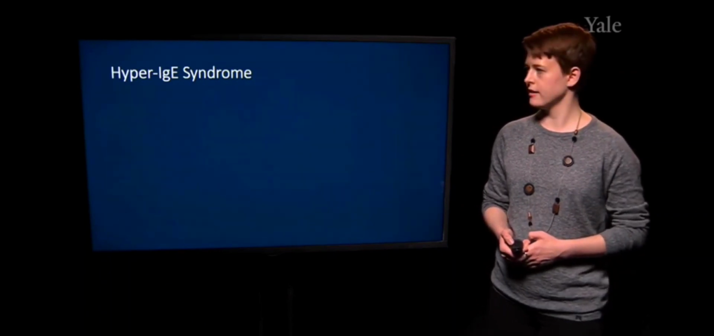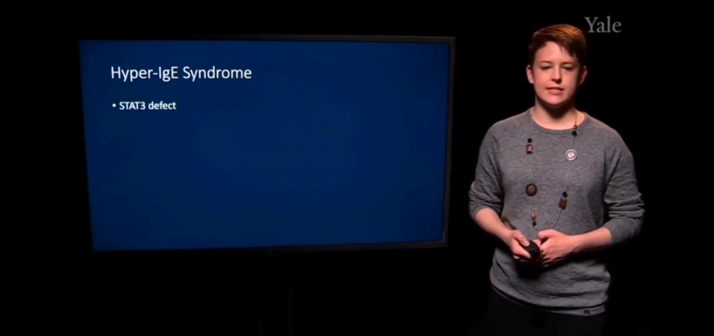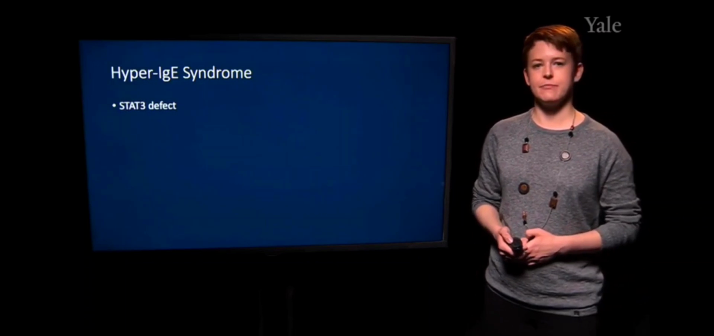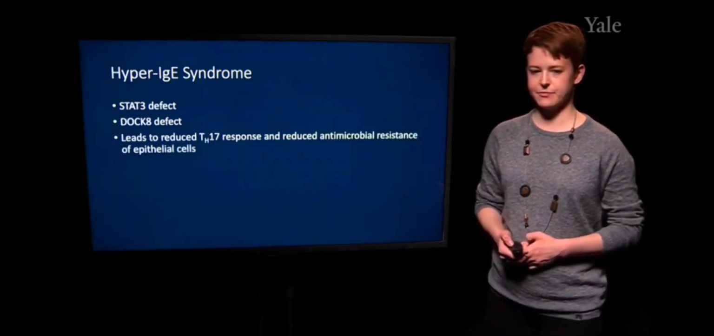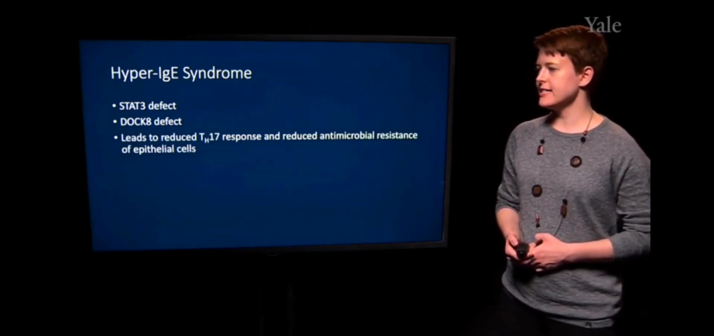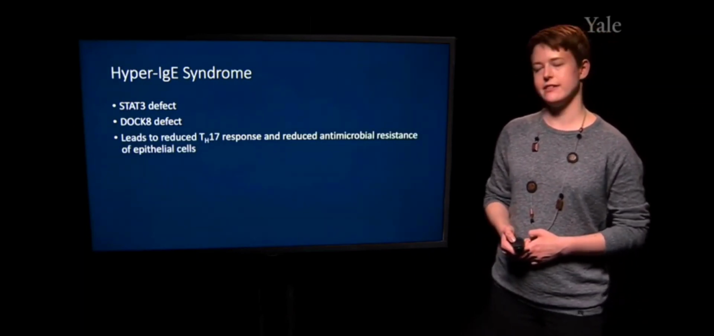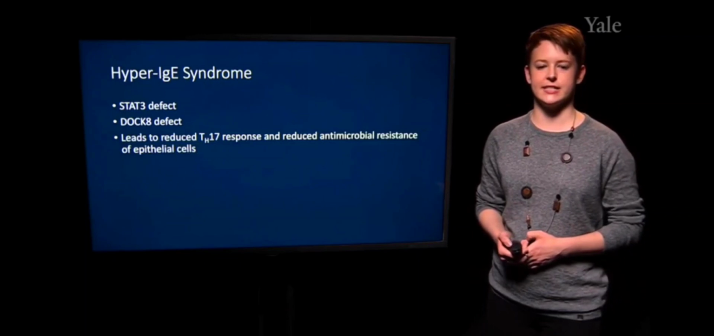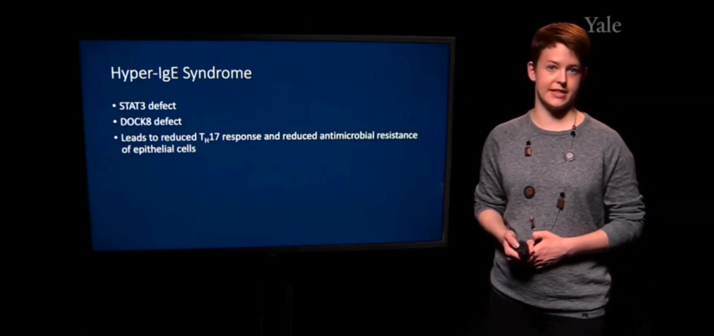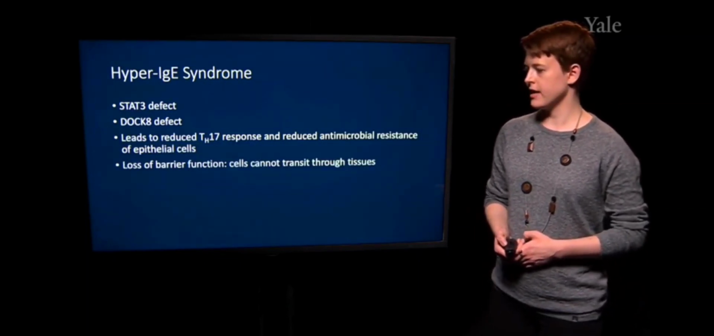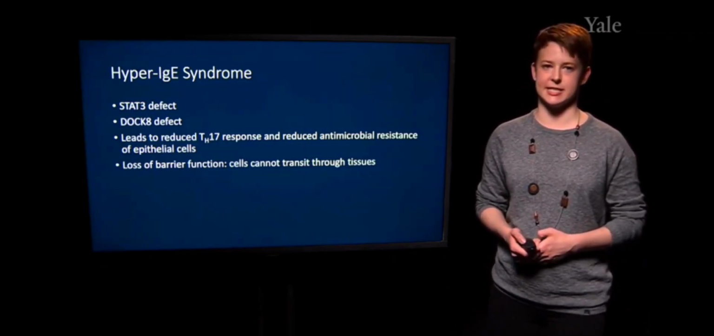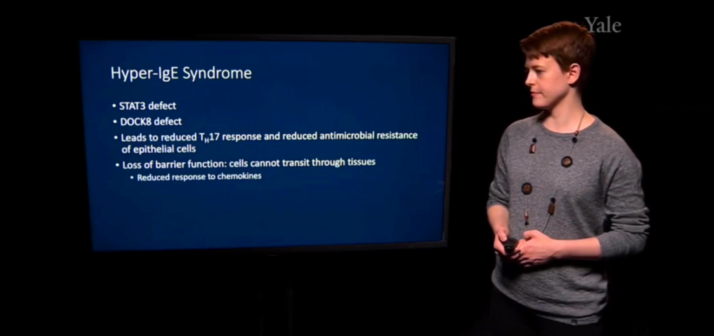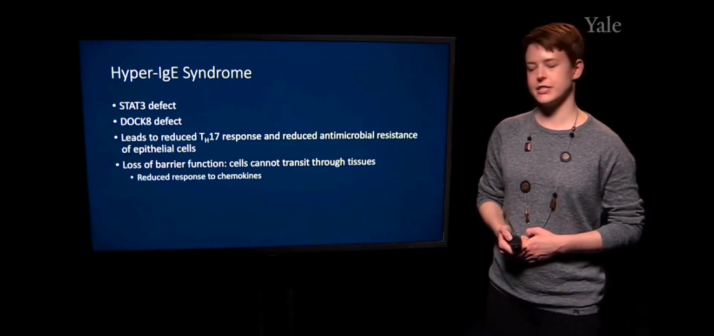So, as we said, hyper-IgE syndrome can be caused by a Th1 defect or a Doc8 defect. And this leads to reduced Th17 response and reduced antimicrobial resistance of epithelial cells. We also have a loss of barrier function, which is how we see the chronic dermatitis and boils. This is partially due to a reduced response to chemokines.